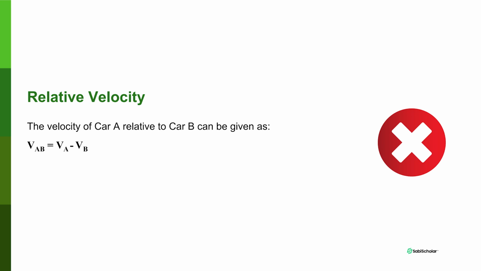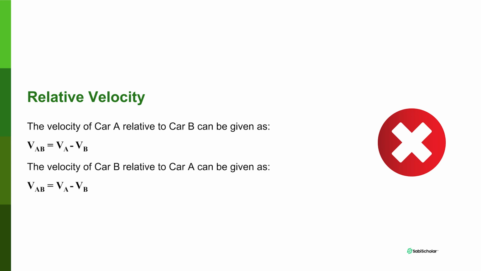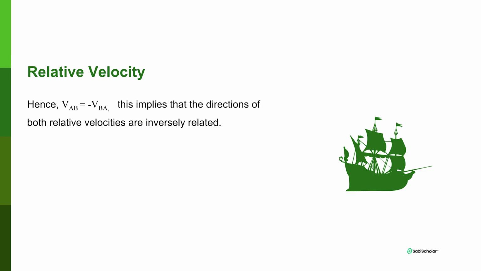Please note that VAB is the velocity of A relative to B. Using cars as the example, the velocity of car A relative to car B is written as VAB, and it is equal to the velocity of car A minus the velocity of car B. VAB is equal to VA minus VB. And if you state it as the velocity of car B relative to car A, that is VBA, and it is equal to the velocity of B minus the velocity of A. So you can see that VAB is equal to negative VBA, because VAB is just VA minus VB, while VBA is the reverse, VB minus VA.